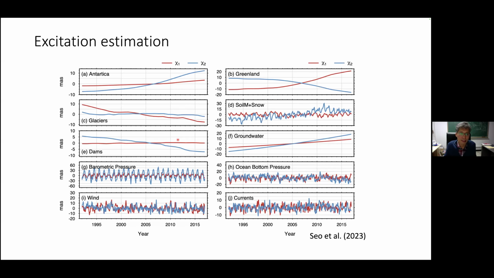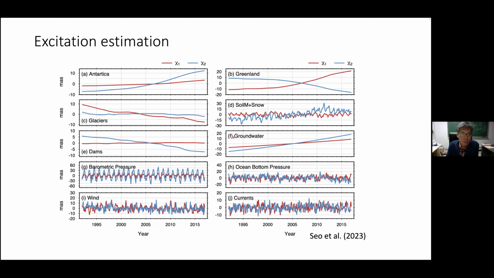Okay, so this is the estimation of polar motion excitation. The red line is Chi1, I mean X direction, and the blue line is Chi2, Y direction. So this is the polar motion excitation change from Antarctic ice mass loss, Greenland, mountain glaciers, soil moisture, dams, and groundwater. The unit is milliarcsec. 1 milliarcsec is about 3 centimeters on Earth's surface. So we have 6 different kinds of polar motion excitation associated with sea level change.